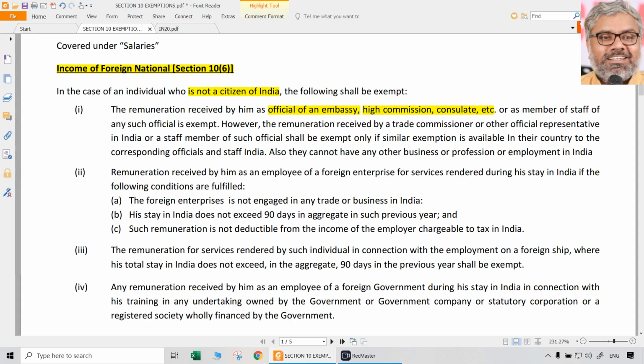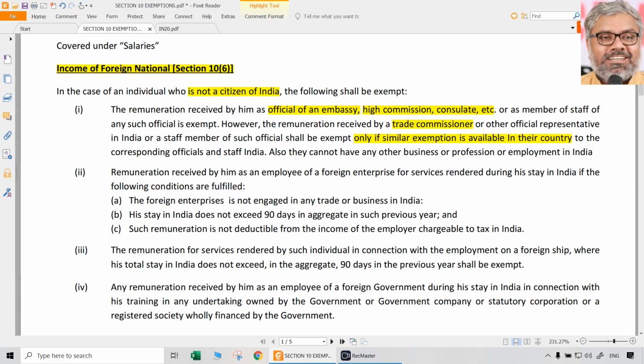Simple. Same way, not only that, remuneration received by a trade commissioner or other official representative in India or a staff member of such official shall be exempt only if similar exemption is available in their country to the corresponding officials and staff in India. So if our staff get exemption from taxation of their country, their staff will get exemption in our country. It's like quid pro quo. We give you exemption only if you give us exemption. Of course, this is not for diplomats, by the way. Diplomats automatically exempt.